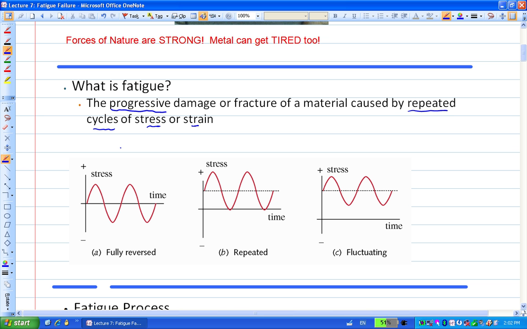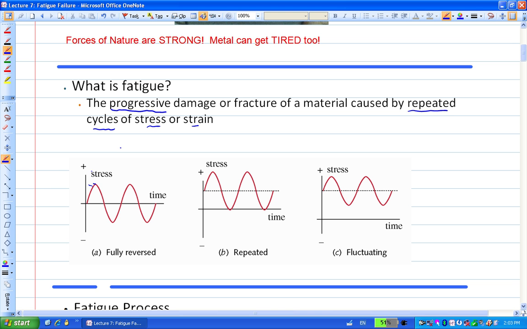This diagram shows you the different kinds of cycles of stress that we're going to be dealing with. Let's say you subject your part or material to this kind of cycle of stress. This is the so-called fully reversed stress. Why fully reversed? Because it goes to maximum, then minimum, maximum, minimum, and the magnitudes of the maximum and minimum are the same. That's what they call fully reversed.